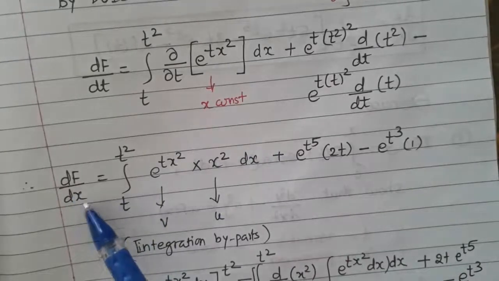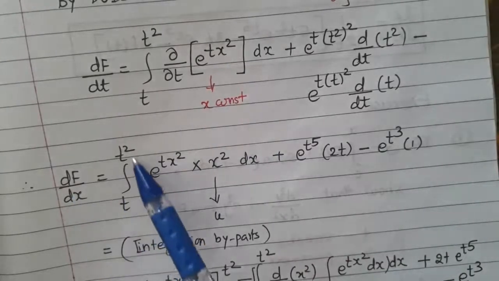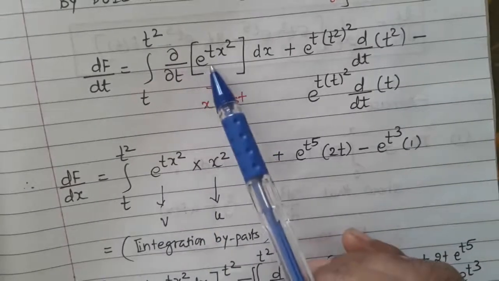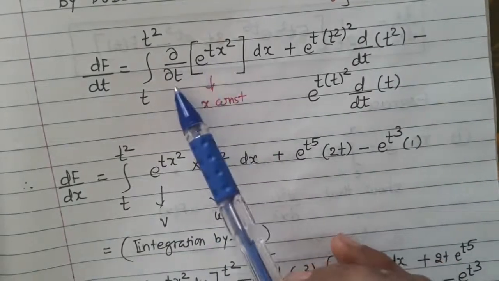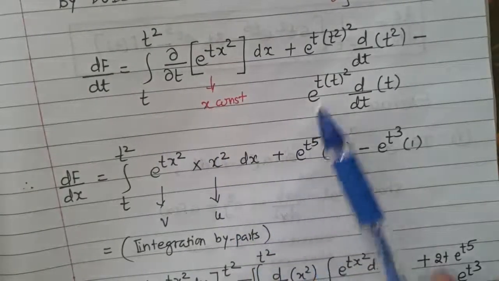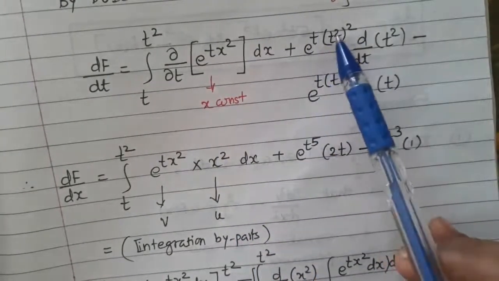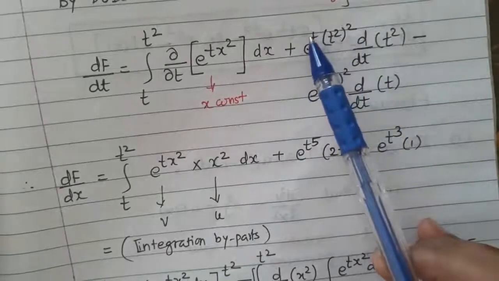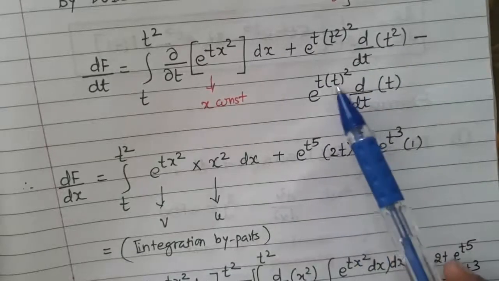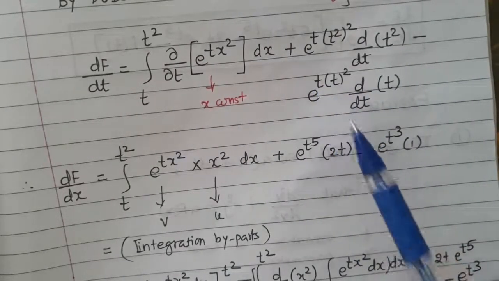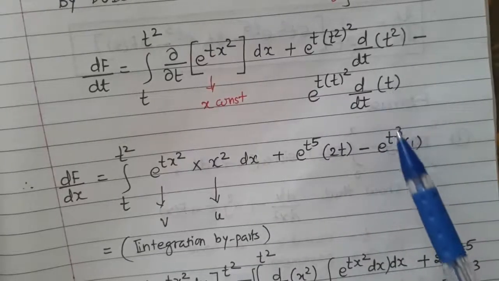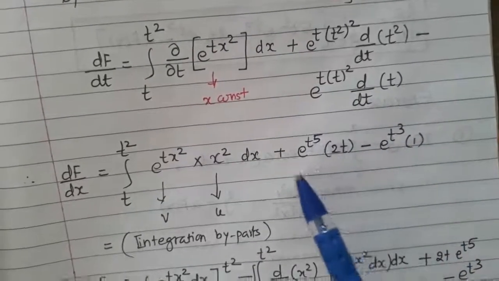While finding the partial derivative of this function with respect to t, completely keep x as a constant. So df upon dt is equal to integral t to t square e raised to t x square, derivative of this function, and derivative of t x square with respect to t is x square dx, plus if you add the powers of t, this is t raised to 4 and plus 1 becomes t raised to 5, derivative of t square is 2t, t square plus 1 becomes t cube, so minus e raised to t cube, and derivative of t is 1, so all the terms exist here.